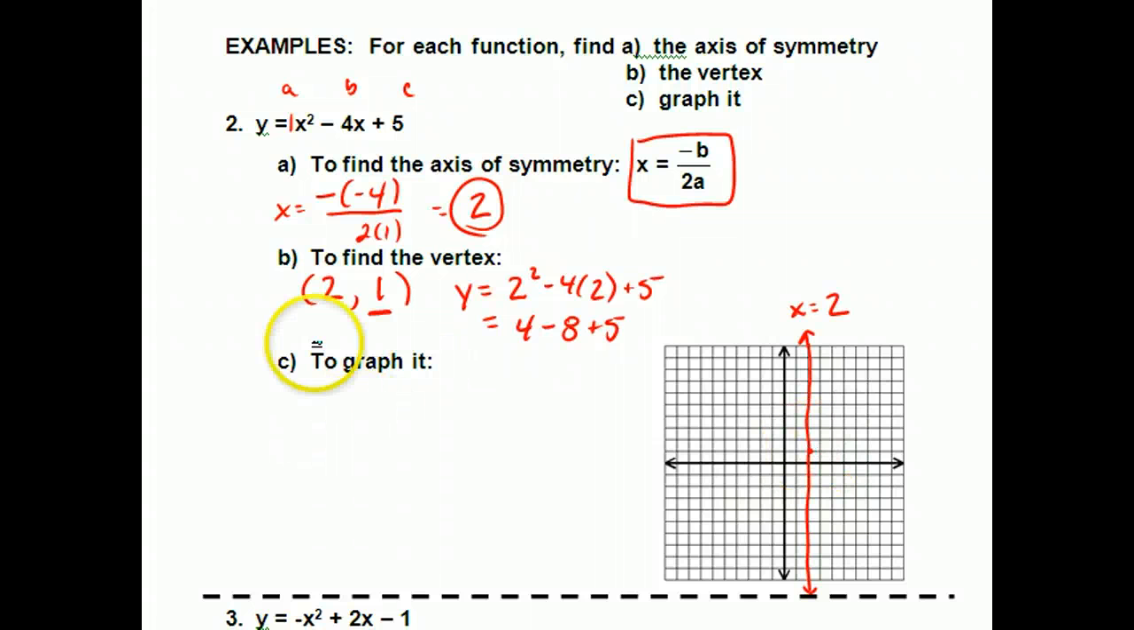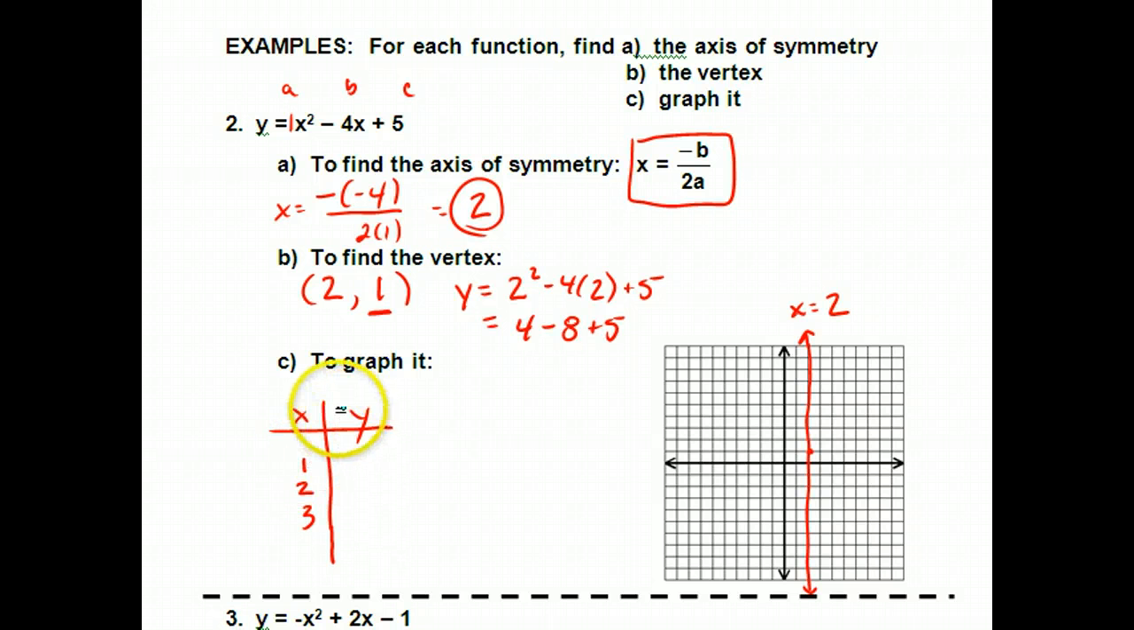Okay, so to graph it, all we really need to do is come up with a couple of extra points on either side of that spot. So let's make a little table here. We'll put x and y, and we know that our vertex is at x is equal to 2. So let's pick a couple of points on either side. So here's 3, here's 1.